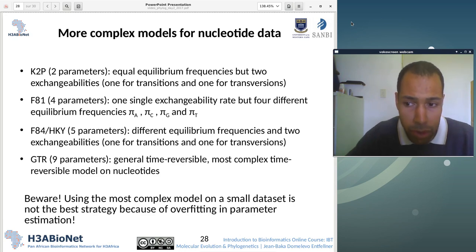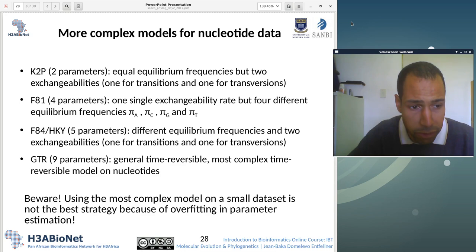K2P, for Kimura model with 2 parameters, has equal equilibrium frequencies for the 4 nucleotides, but 2 exchangeabilities. There is 1 exchangeability for transitions and 1 for transversions. So the exchangeability for transitions is higher, and the exchangeability for transversions is lower, because transversions are less common than transitions. So we have 2 parameters, alpha and beta, instead of 1 parameter, alpha.